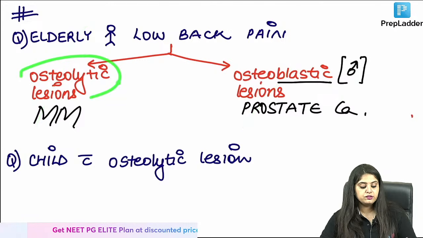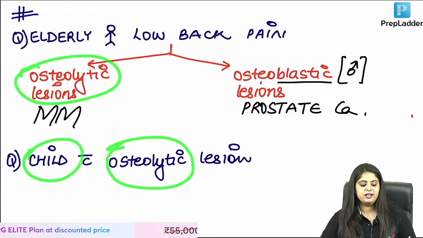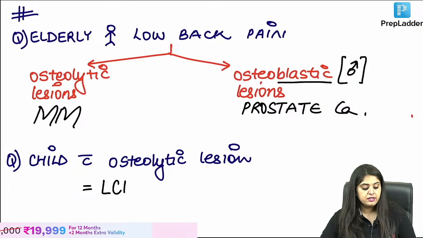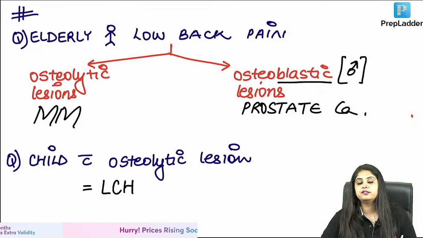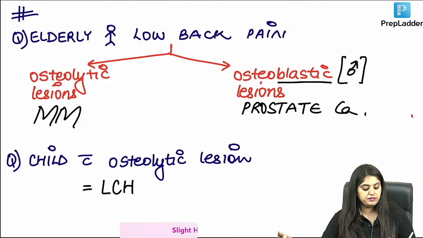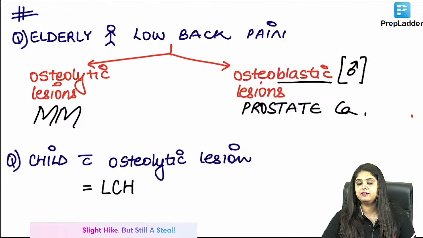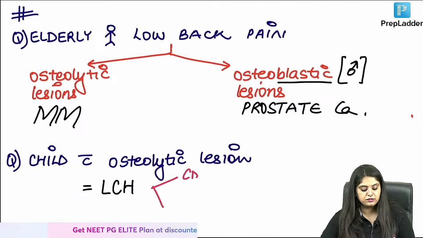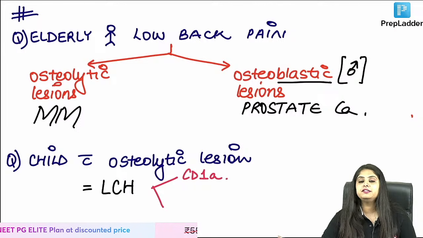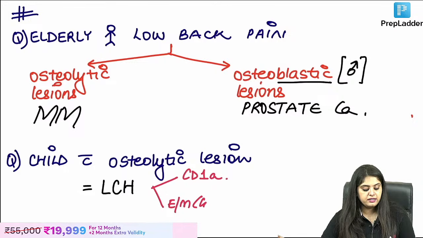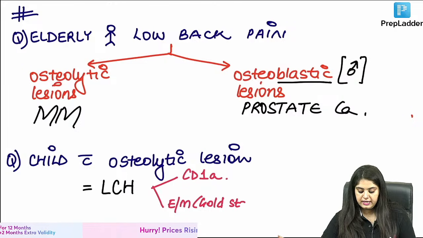I say osteolytic lesions in a child. Now a child is not going to have multiple myeloma. In children, think of Langerhans cell histiocytosis. Have you read this in dermatology? Langerhans cell histiocytosis, yes or no? Irrespective, Langerhans cell histiocytosis gets you two very classical questions. If they ask you the classical CD marker, it is CD1A, and if they ask you the gold standard investigation, that is going to be electron microscopy.